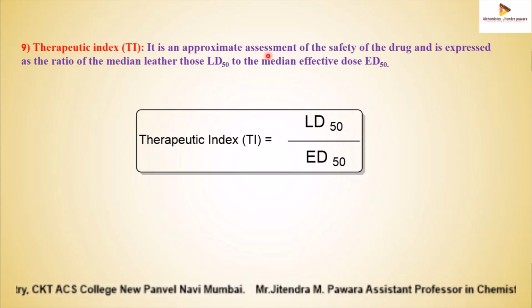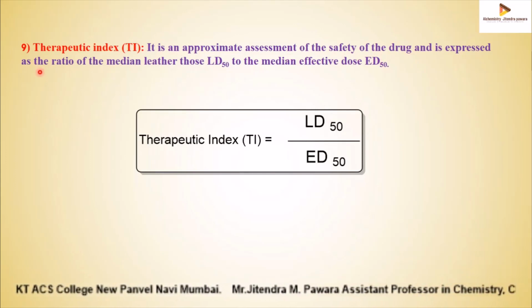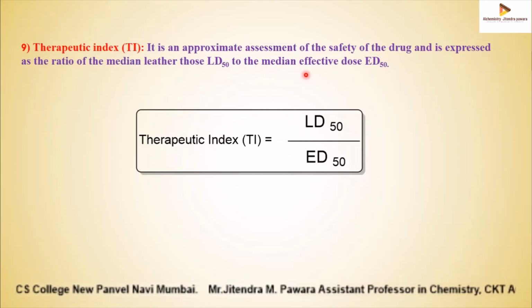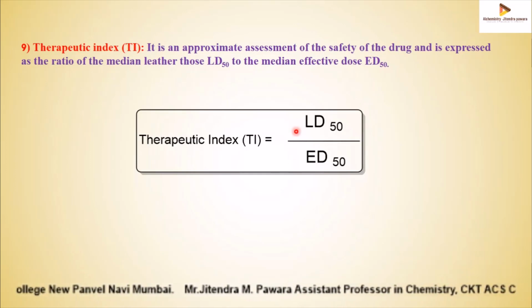It is an approximate assessment of safety of the drug, and it is expressed as the ratio of median lethal dose, LD50, to ED50. This is the formula of that.